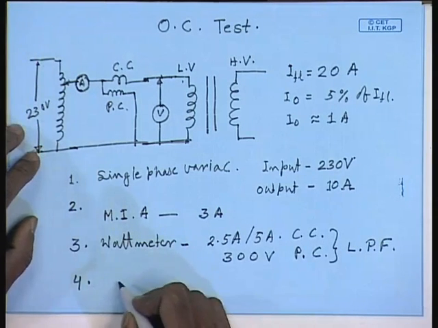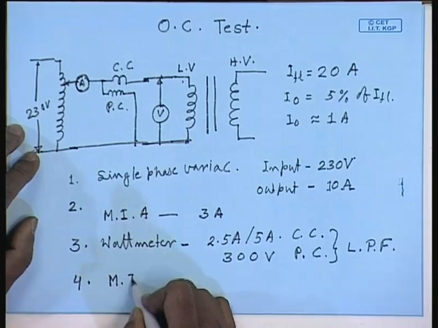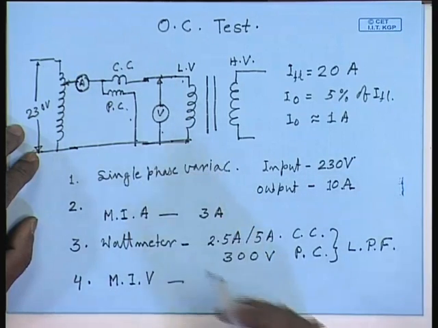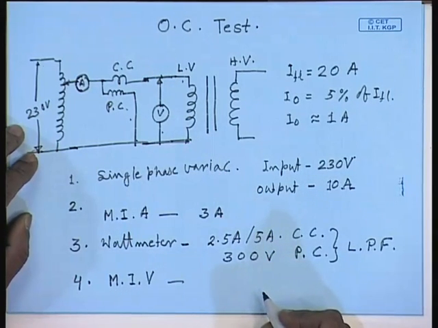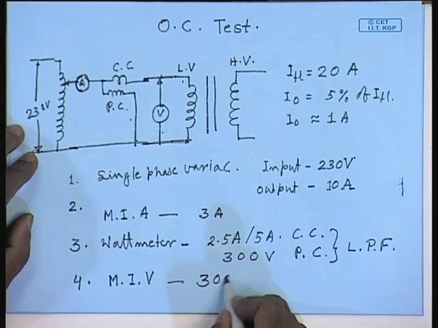Finally, we will need an AC voltmeter, which is a moving iron voltmeter, and since it is connected across the same points as the potential coil of the wattmeter, this should also be rated at 300 volts.